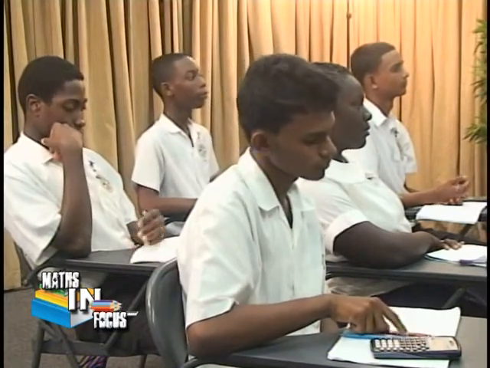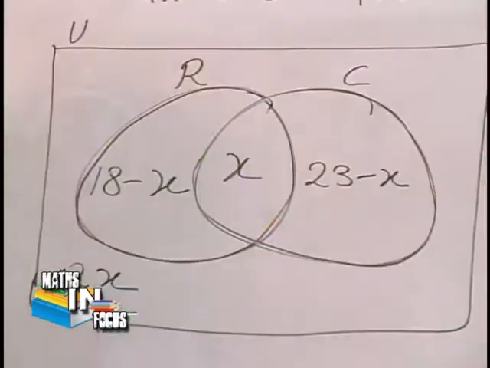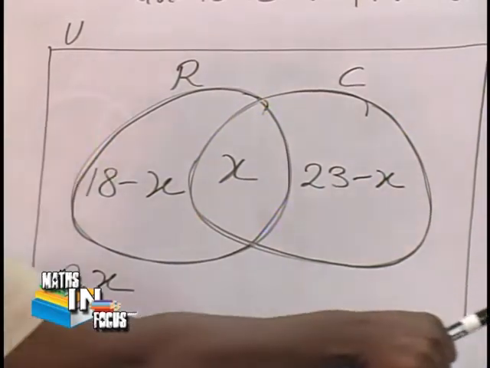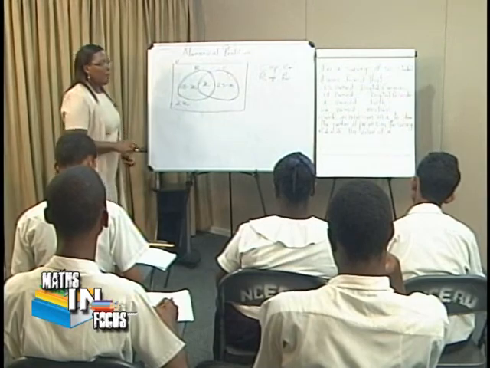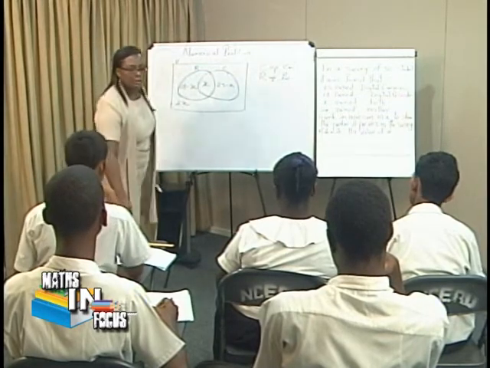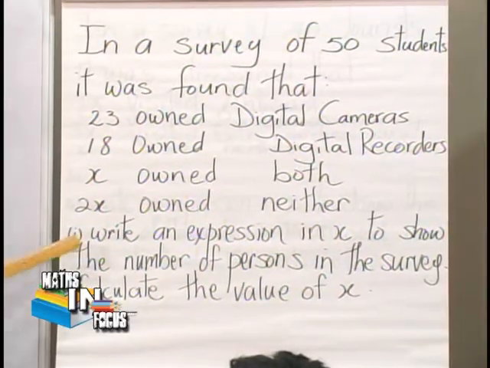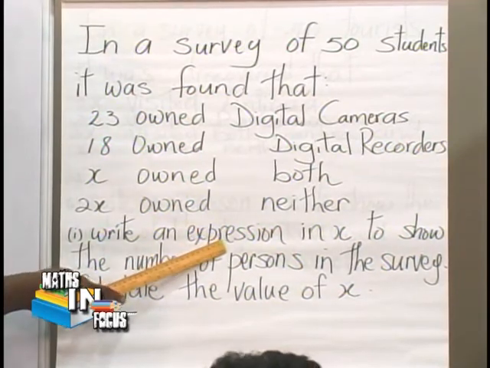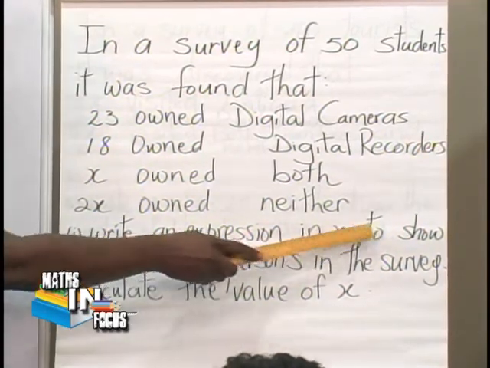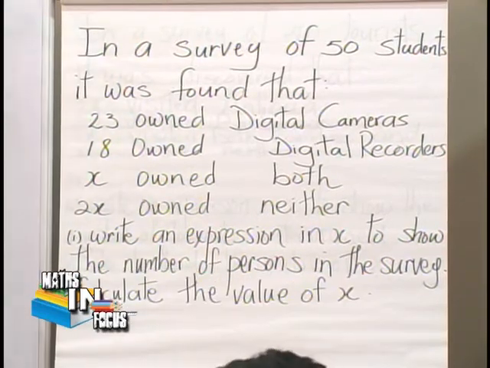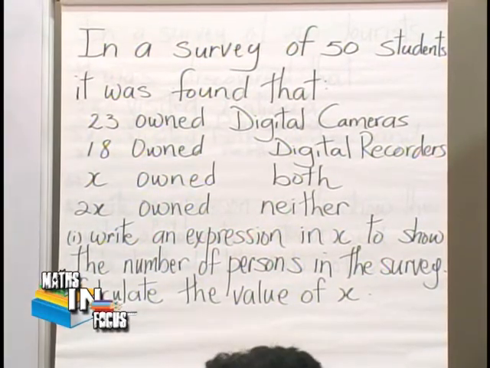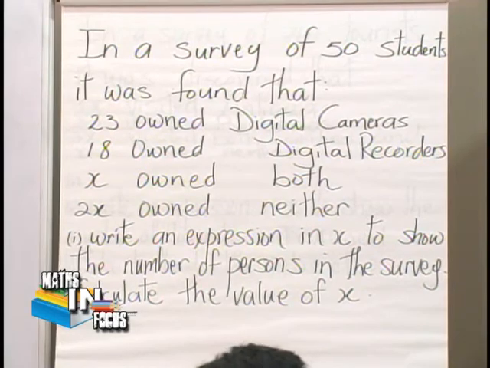So here we have represented the information they've given us on a Venn diagram. Let's move on to the next piece. Write an expression in X to show the number of persons in the survey. So when we're finished, we must have an expression with terms of X.